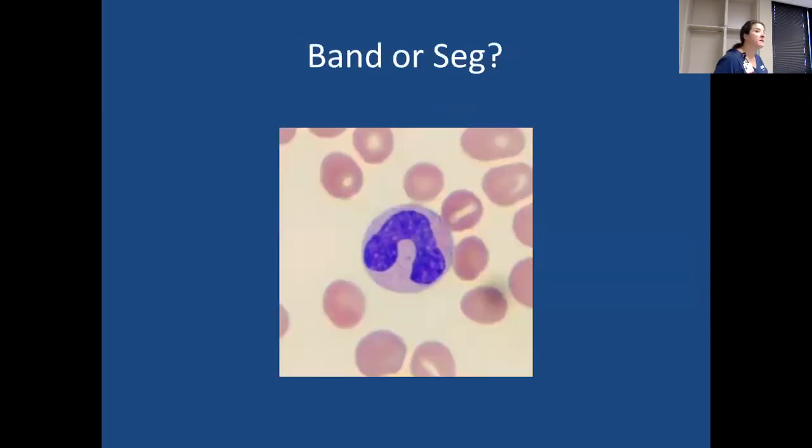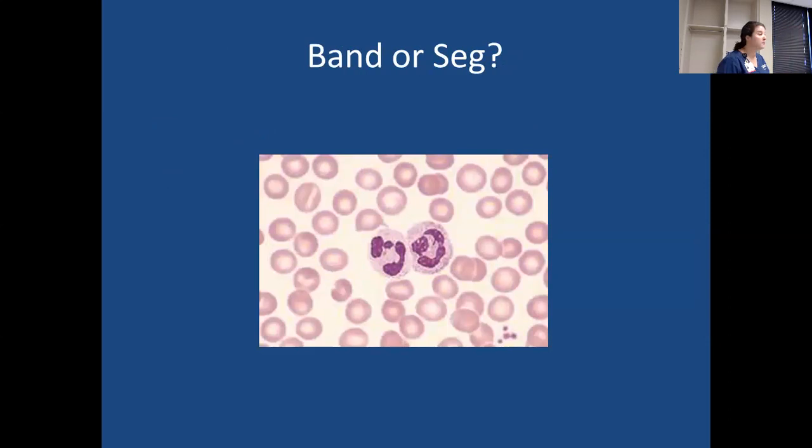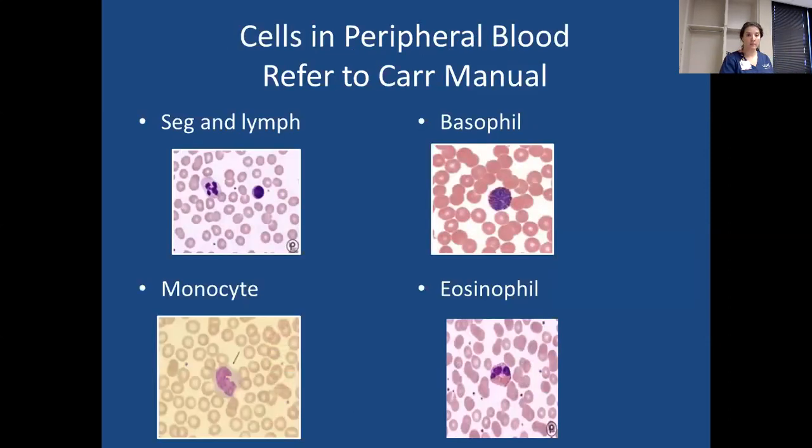All right, so take a look at this one. What would you guys call that one? That's a banded neutrophil, yes. What about this one? Segmented neutrophil. All right, so let's just review our normal blood cells that you see in peripheral circulation.